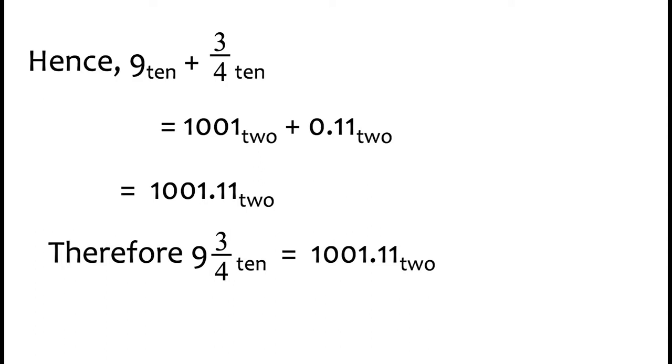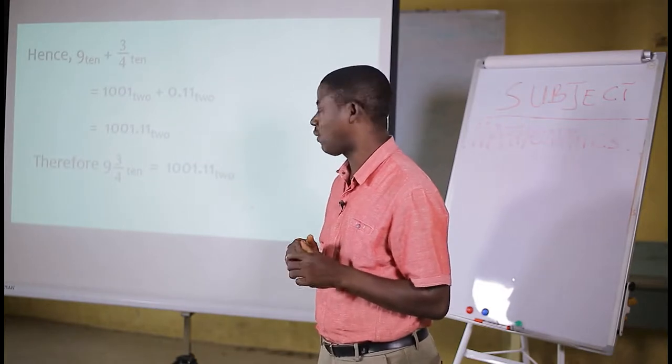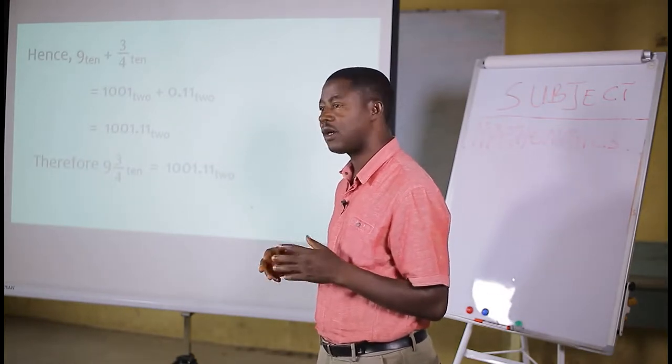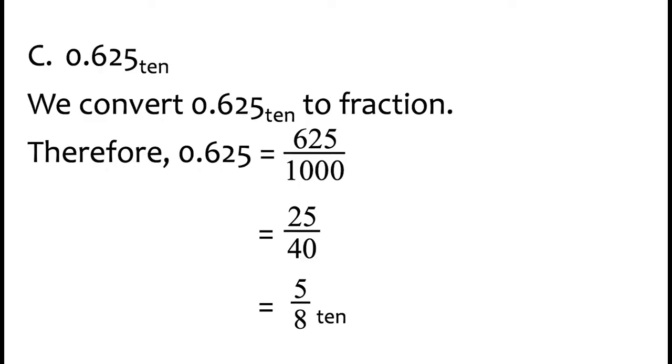Therefore, the final result of converting 9 whole number 3 over 4 base 10 to binary is equal to 1001.11 base 2. So we have succeeded in converting 9 whole number 3 over 4 in base 10 to binary to be 1001.11 base 2. Question C.